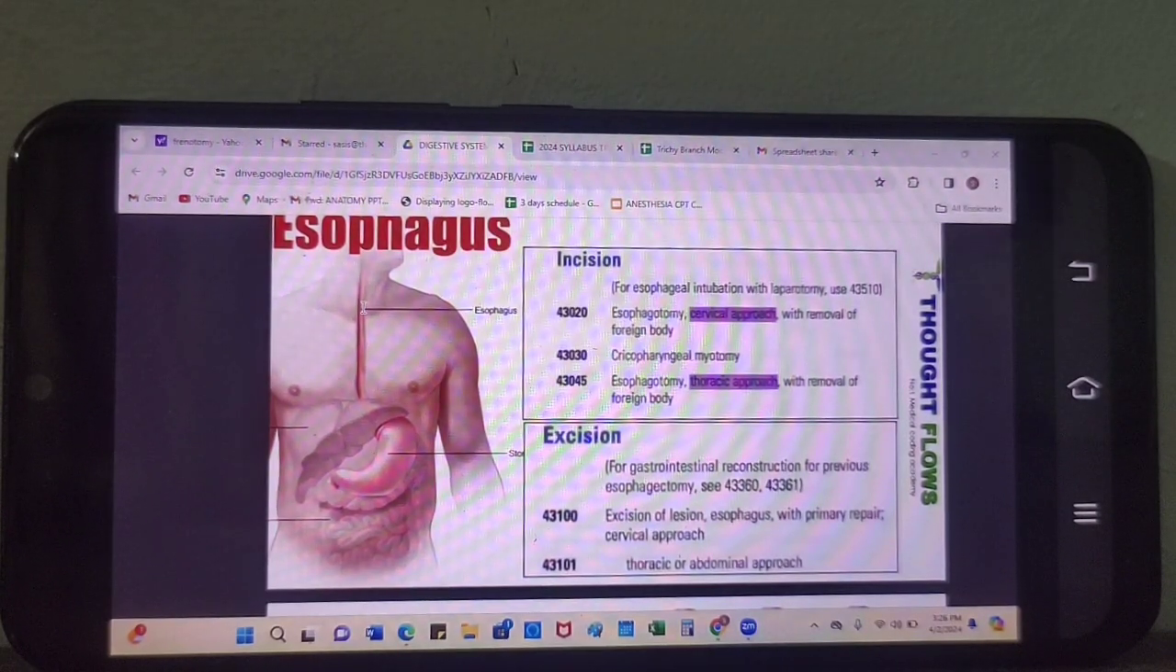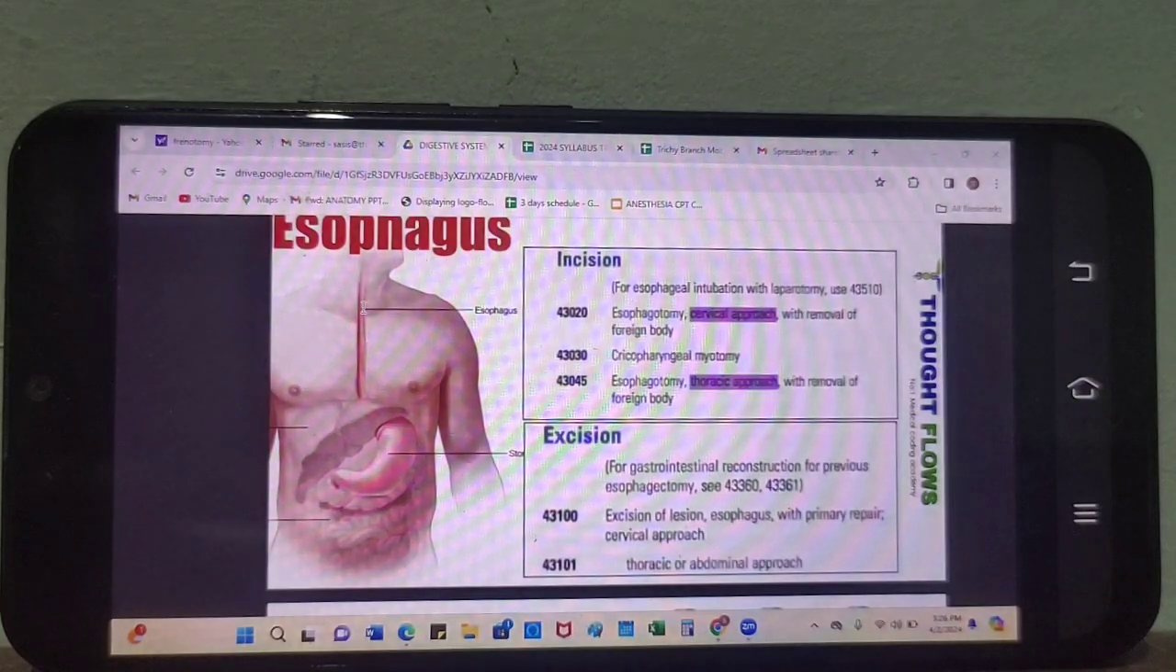What is the reason for esophagotomy? Check that. What is the reason for that procedure, 43020? For removal of foreign body. So to remove the foreign body from the esophagus, the surgeon makes a cut on the neck and removes the foreign body, means go for 20.